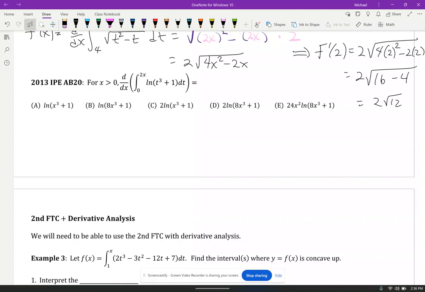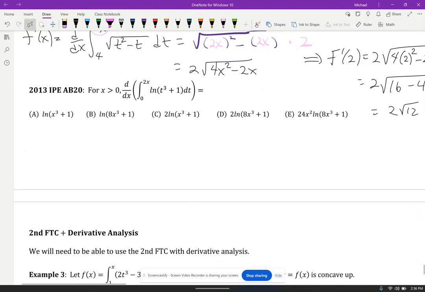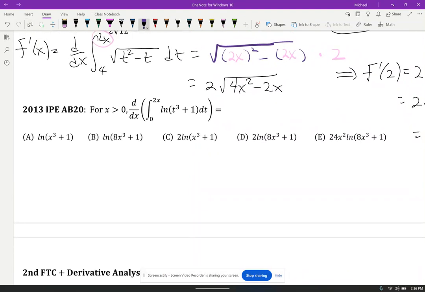We said we were going to tackle the AB problem from 2013 here. It says, for x's that are greater than 0, find the derivative of the integral from 0 to 2x of the natural log of t to the third plus 1 dt. Now, think about it. If you were to have seen this whole thing a month ago, how freaked out would you be? We have this new symbol called the definite integral. We're taking the derivative of this definite integral, and we're taking the derivative of the definite integral of the natural log, which some students get a little frightened of.